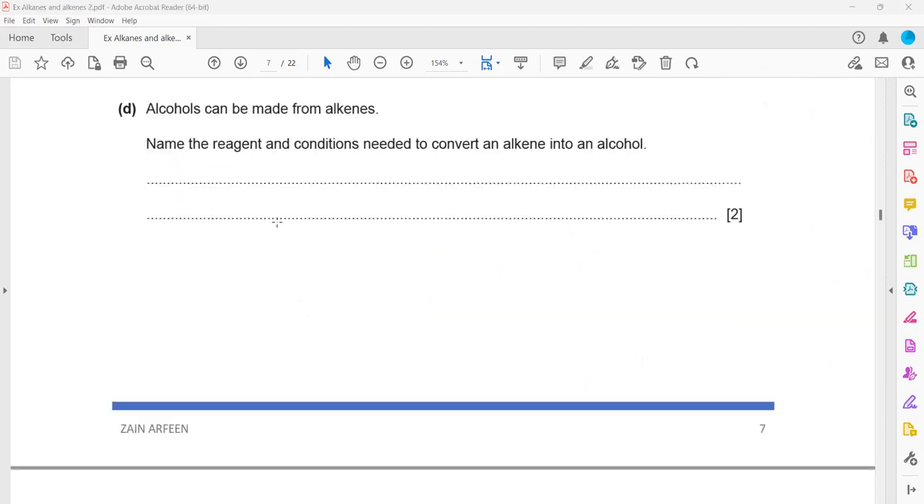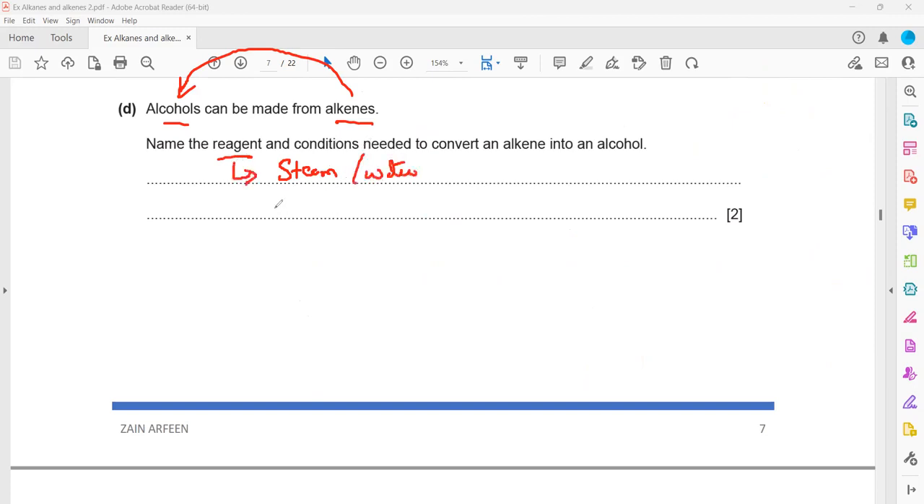Alcohols can be made from alkenes. Name a reagent and a condition. I want to convert an alkene into an alcohol. How can I convert an alkene into an alcohol? Which substance should I react with? React with steam. The reagent here refers to chemicals, so steam, or you can also say water.